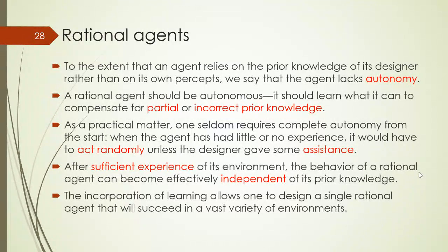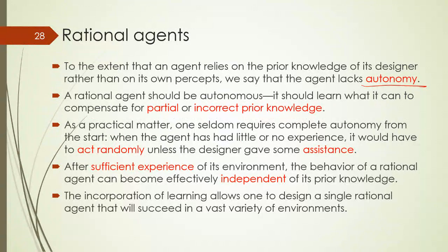Okay. To the extent that an agent relies on the prior knowledge of its designers rather than its own percepts, we say that the agent lacks autonomy. So if your agent relies more on prior information, it means that it's less autonomous. The rational agent should be autonomous, so that it can compensate for partial or incorrect prior knowledge.